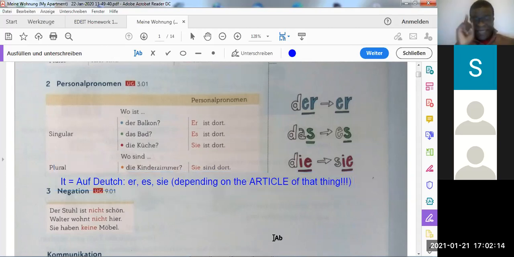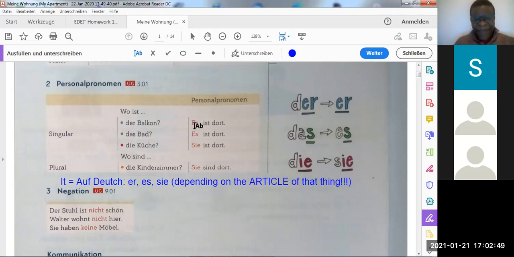You can imagine, German will split it. That's why here on top they are saying, take note, remember der, das, and die. For instance, Wo ist der Balkon? You are renting a house and you are asking the owner, where is the balcony? So the owner can answer, er ist dort. Dort means there.